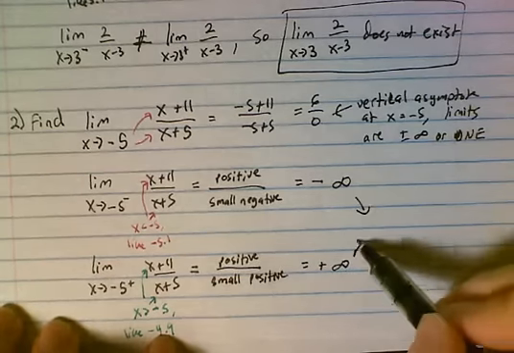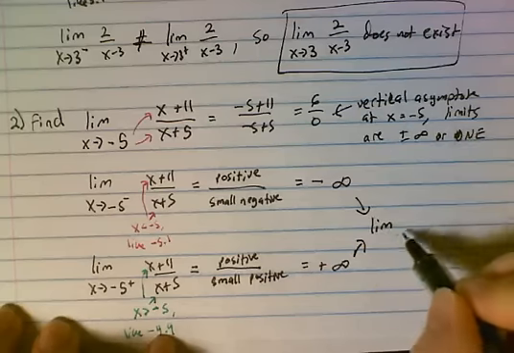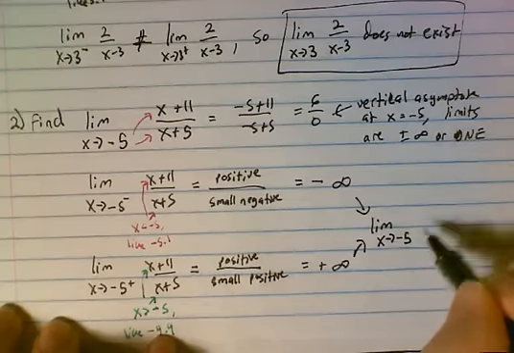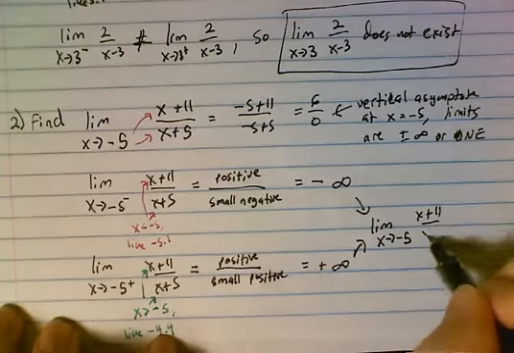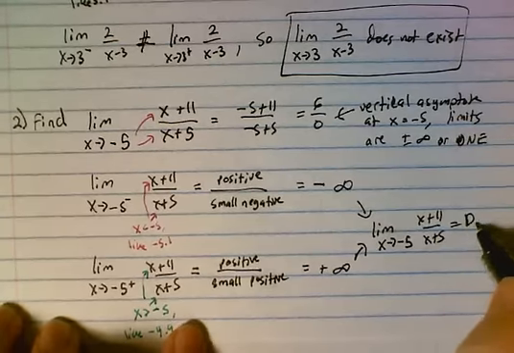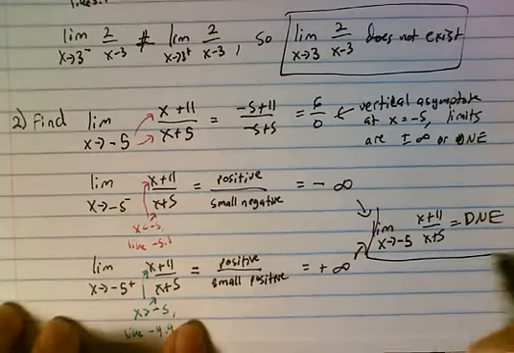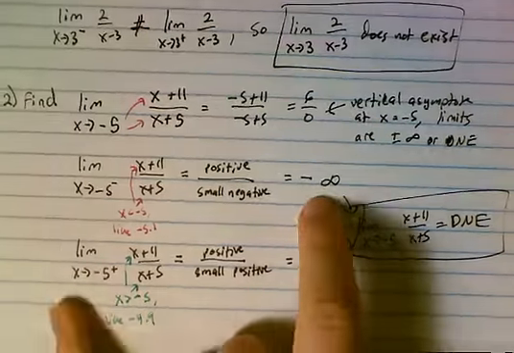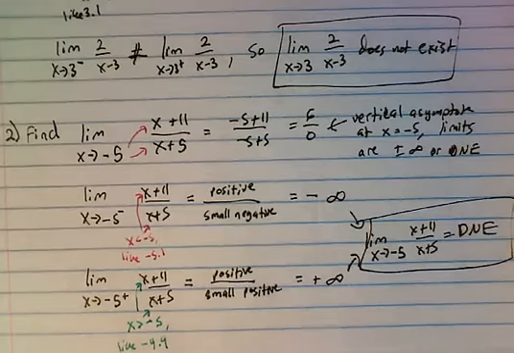Again, overall limit does not exist, because this is negative infinity, this is positive infinity, they don't match. So let's look at an example where they do match.